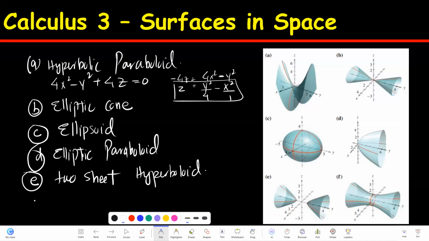Okay. These names are kind of very hard to pass from our tongue. They are complicated names. Do the last one so we can wrap up this one. F is basically one sheet, right? Hyperboloid.